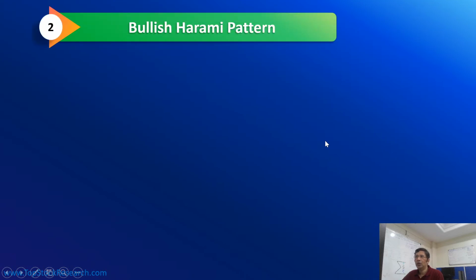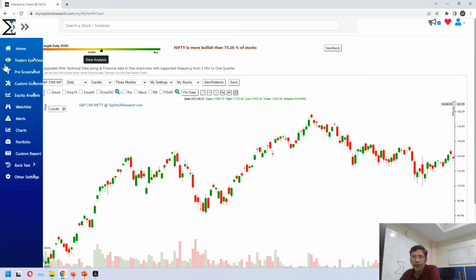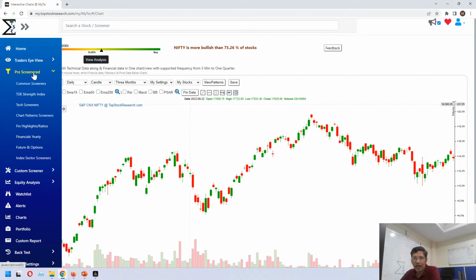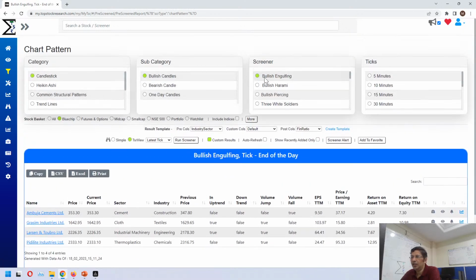Okay. Before we go into the other patterns, let me quickly take you to what we have in Top Stock Research. In Top Stock Research, all these patterns are pre-created for you. What you need to do is go to my.topstockresearch.com and go into the candlestick screener. For example, if you're looking at bullish engulfing, go to candlestick pattern, go to engulfing, bullish candles, go to engulfing, and choose a tick of your choice. By default it is end of the day, so let's look at that.